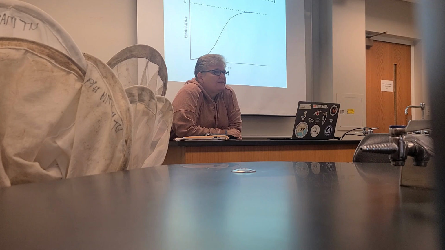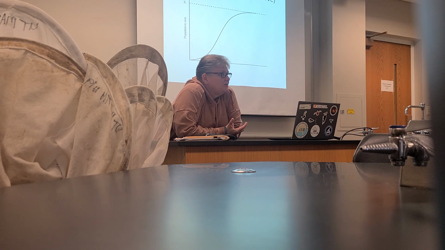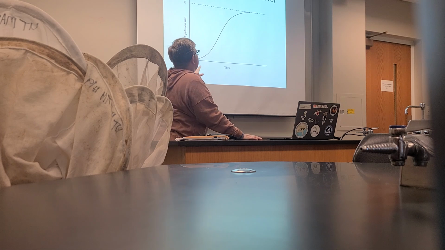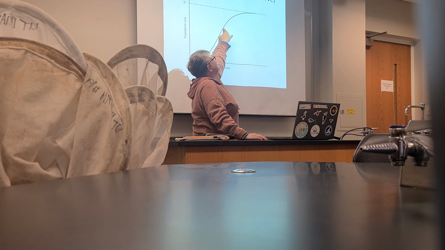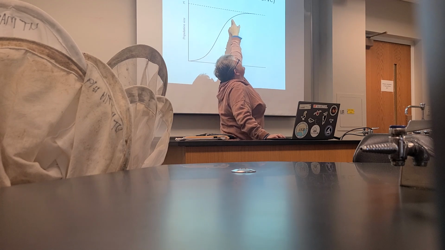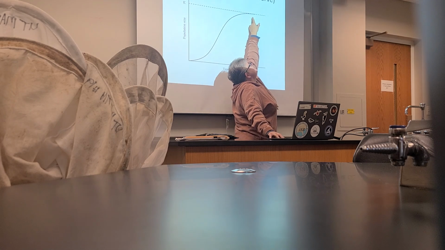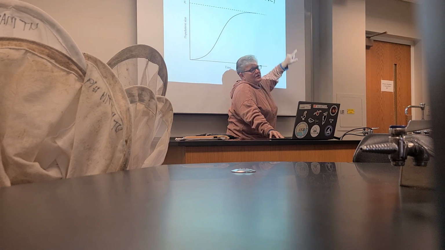And it starts out slow at first because there's not very many individuals. We don't have very many individuals reproducing, so you've got to build your population before you can accelerate your growth rate. And then at some point, the population growth begins to slow down. And as it's approaching the carrying capacity, it continues to slow down until eventually the growth rate reaches 0 at carrying capacity.